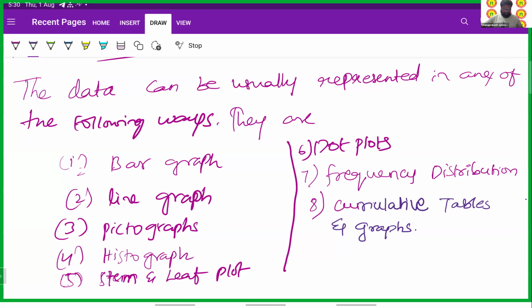So let's discuss what a bar graph is now. Sir, pie chart will also come in this, no, sir? Pie chart is like a circle, and we can show the central angle. Pie charts come under pictographs.